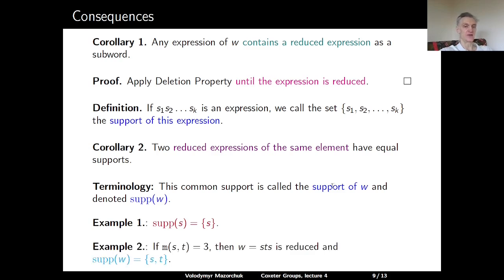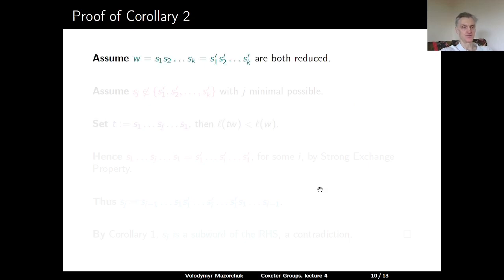Example 2. If we have a Coxeter group and two simple reflections s and t such that m(s,t) is equal to 3, then we have an element w which is equal to sts, and it is also equal to tst. This is a reduced expression for this element, so this element has two reduced expressions, sts and tst, and the support of this element consists of s and t, because these are the letters which appear in the expression. For the support, multiplicities of the letters do not matter. So now let us prove corollary 2.